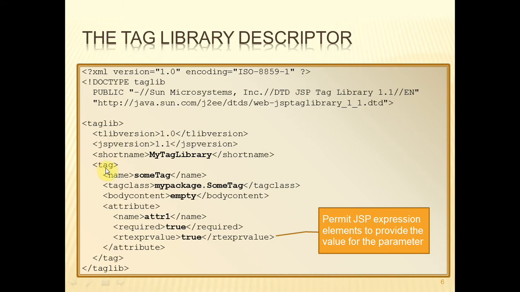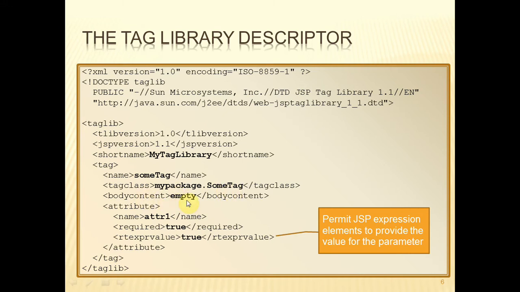So for each tag, there will be a tag element in this file. If you've got 3 tags in the library, then you'll have 3 repetitions of that. Of course, this bit, the name element, will have a different value for each of the tags. Here we've just got some tag. This is the name of the tag, and it's that name that will be used in the Java server page. Here we've got the tag class that's nominated, and again it's fully qualified, so we'll have the package names and then the name of the class that handles this tag.